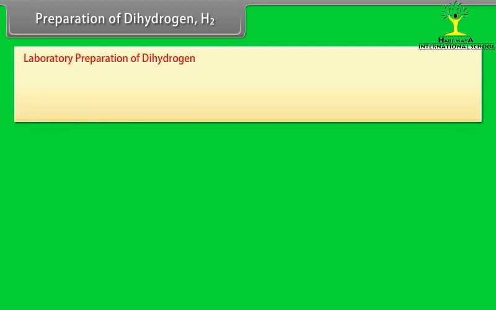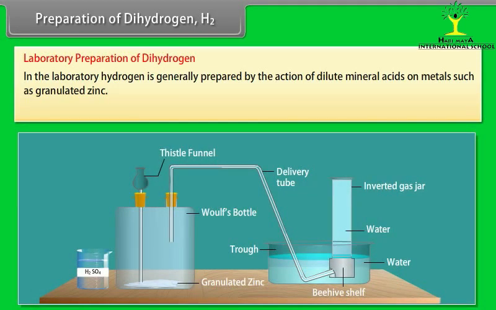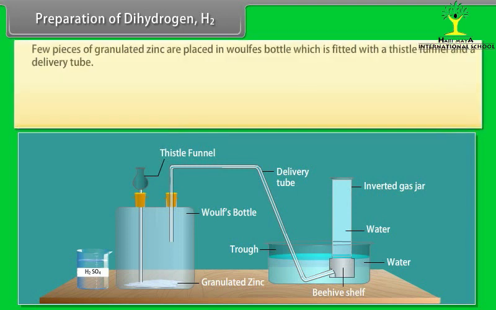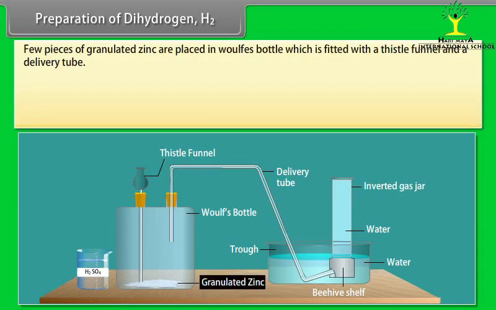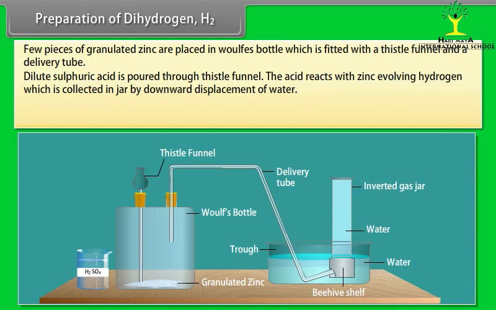Preparation of dihydrogen H2. Laboratory preparation of dihydrogen. In the laboratory, hydrogen is generally prepared by the action of dilute mineral acids on metals such as granulated zinc. A few pieces of granulated zinc are placed in a Woulfe bottle which is fitted with a thistle funnel and a delivery tube. Dilute sulfuric acid is poured through the thistle funnel. The acid reacts with zinc evolving hydrogen, which is collected in a jar by downward displacement of water.